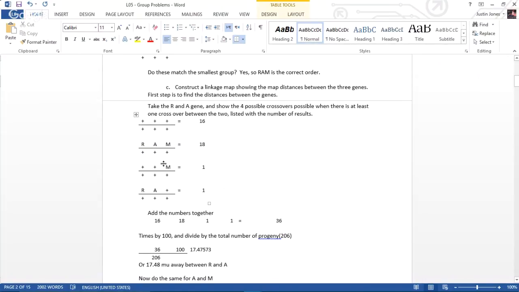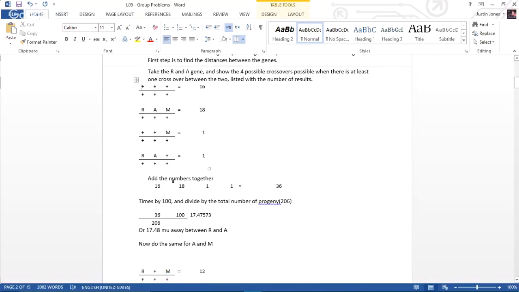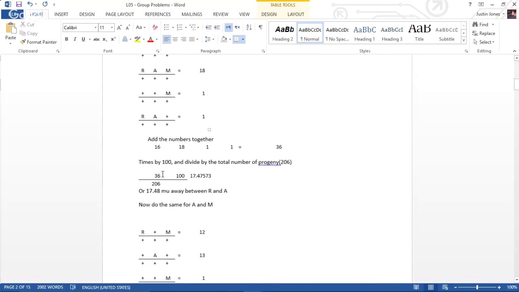The M could also double cross, and that's how you'd get the 1 and the 1, which is also the smallest phenotype. You add all the numbers together, 16 plus 18 plus 1 plus 1 is 36. Take 36, times it by 100 and divide by the total progeny, which is 206. And that will give you 17.47. And that's the number of map units between R and A.